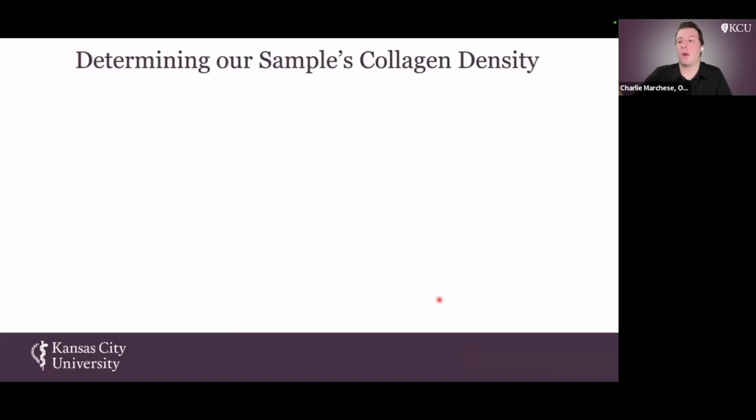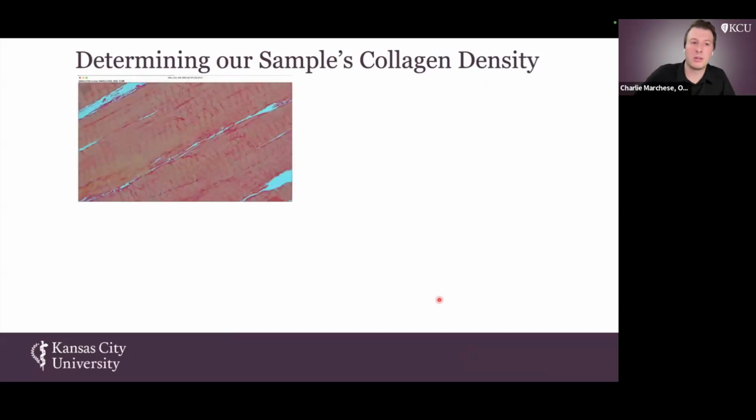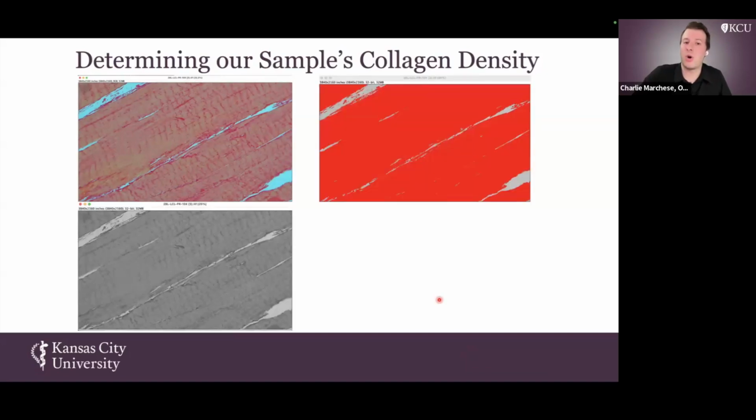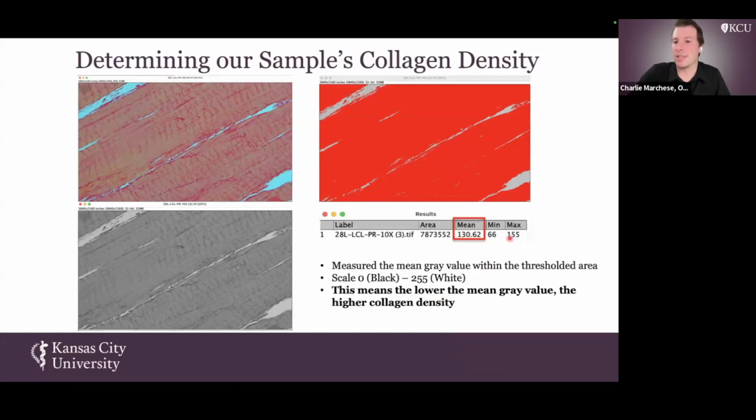So now that we've discussed thresholding, we can go through a little flowchart of our collagen density protocol. Again, we have our initial image. We converted to black and white. We then thresholded to only include the pixels that are located within the tissue. And we were able to calculate our mean gray value of just those included pixels.